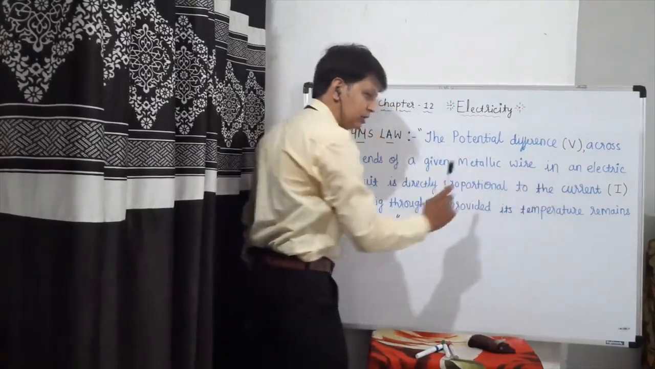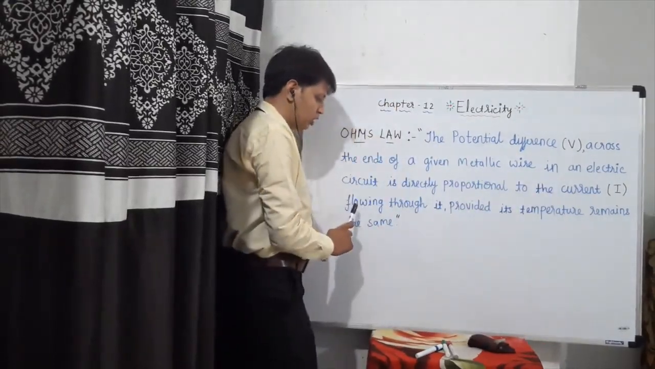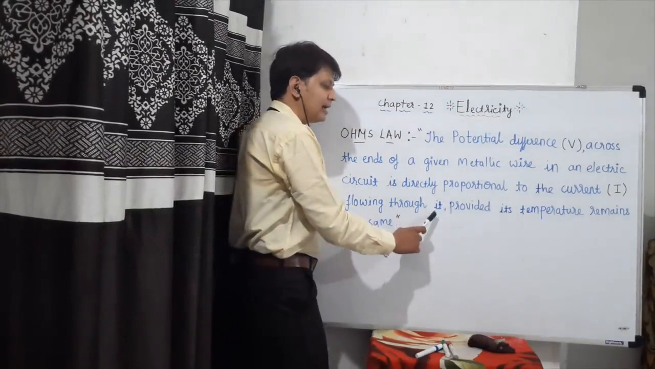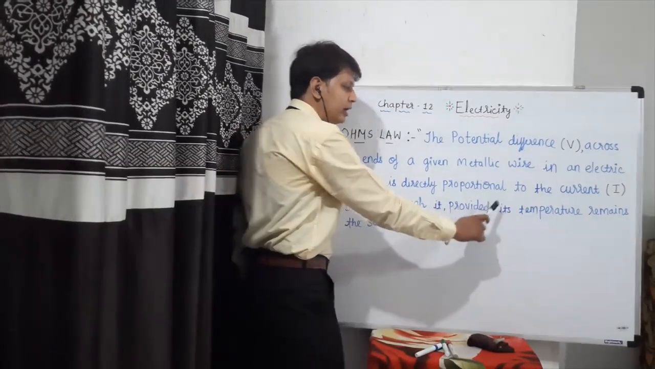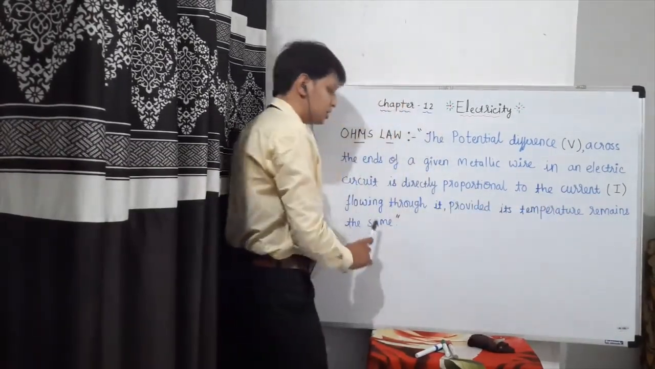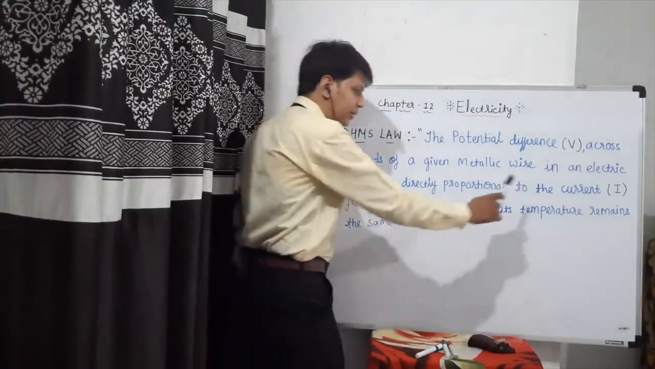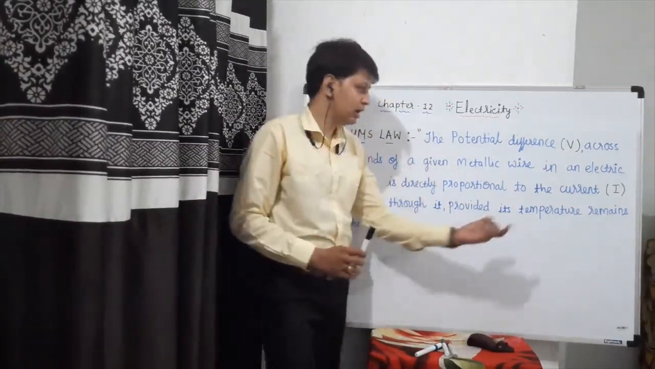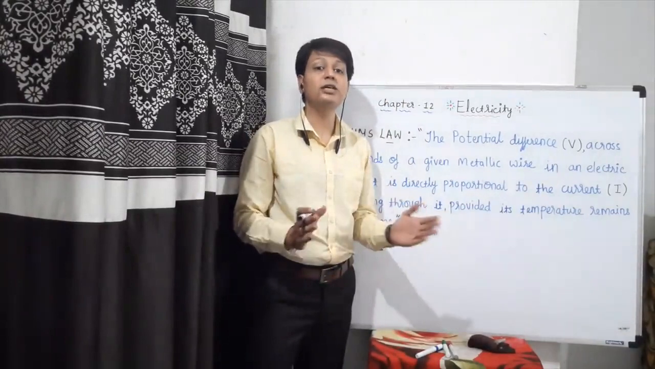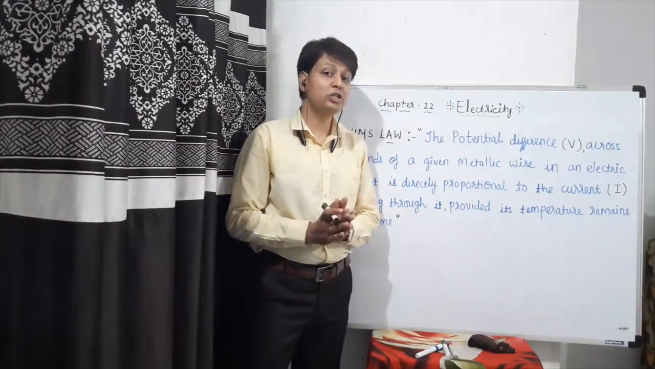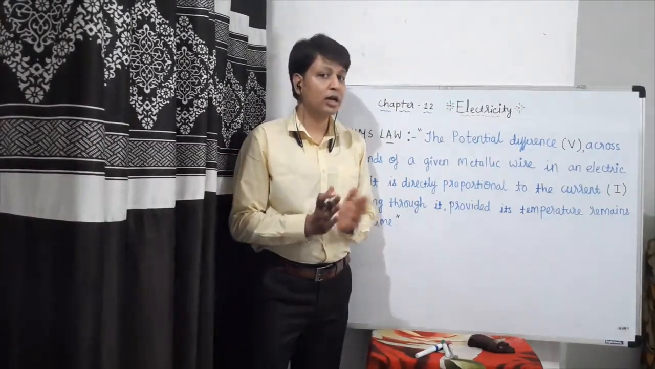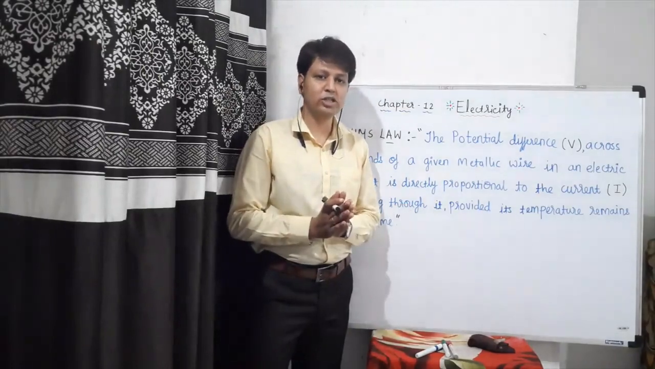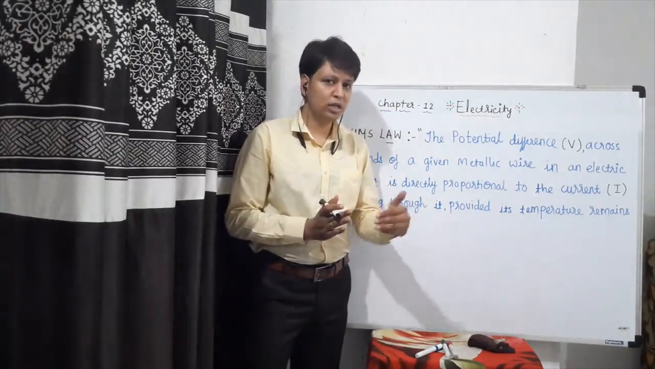to the current. It is the electric current flowing through that metallic wire, provided its temperature remains the same or constant. Temperature is one of the physical conditions which must be kept constant, otherwise there will be variations, which we are going to see next.